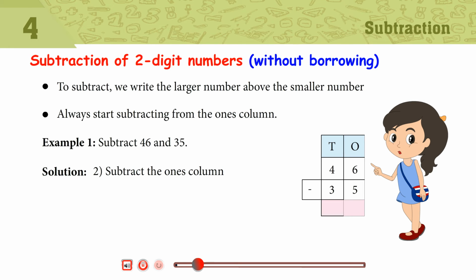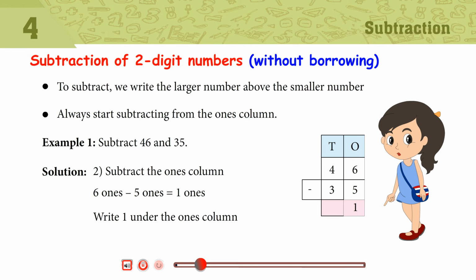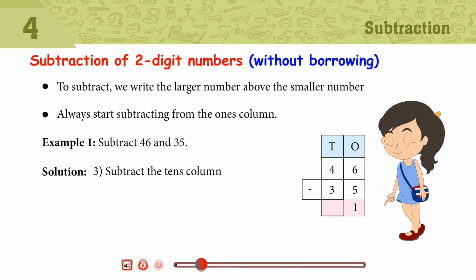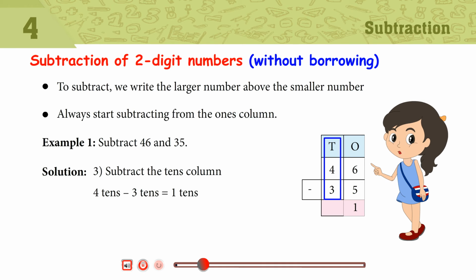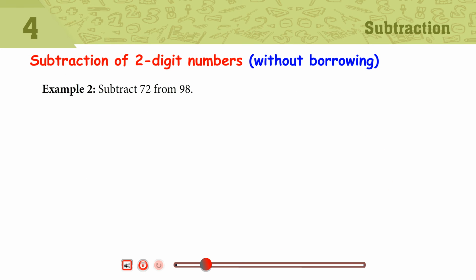2. Subtract the ones column. 6 ones minus 5 ones is equal to 1 ones. Write 1 under the ones column. Subtract the tens column. 4 tens minus 3 tens is equal to 1 tens. Write 1 under the tens column. The difference is 11.